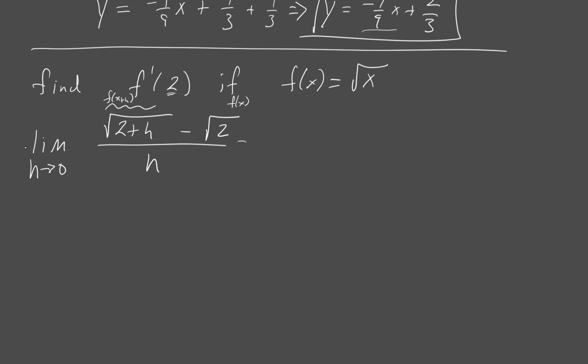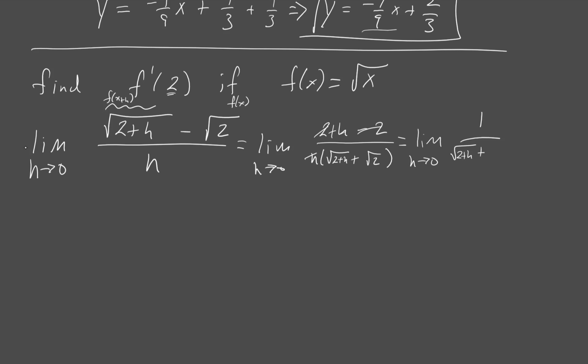Okay, so now I have to rationalize my numerator to find this limit. So this is the limit as h goes to 0. I'm going to multiply by the conjugate, basically. So I'm going to end up with 2 plus h minus 2 over h times the square root of 2 plus h plus the square root of 2. That's my conjugate. Difference of squares on top, multiplied by the positive sum on the bottom. The h's cancel, the 2's cancel. I'm left with the limit as h goes to 0 of 1 over the square root of 2 plus h plus the square root of 2.